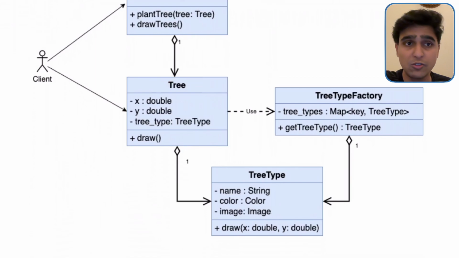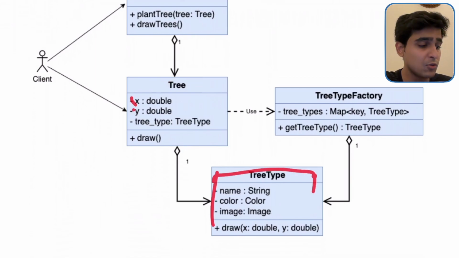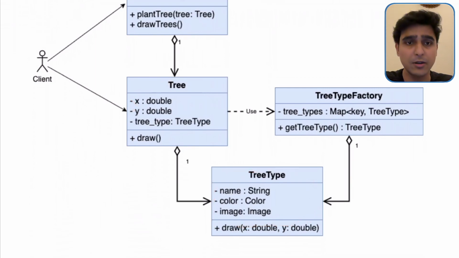So tree type only contains the different types of tree objects, and tree itself contains the specific information for each tree, which is the coordinate of this particular tree, but the rest of the information is stored in a separate object which is shared across multiple trees.